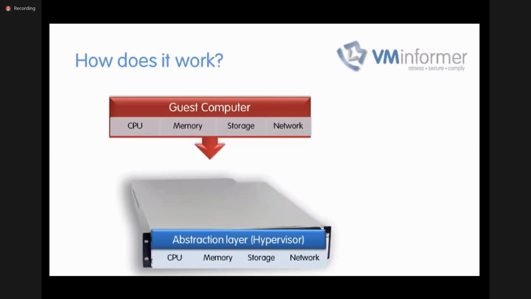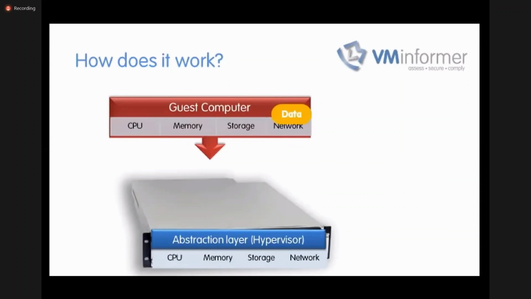In this diagram, above the abstraction layer is a guest computer, or some people call it a virtual machine. These virtual machines are just very big files. The guest computers run inside the physical hardware, which is called the host.